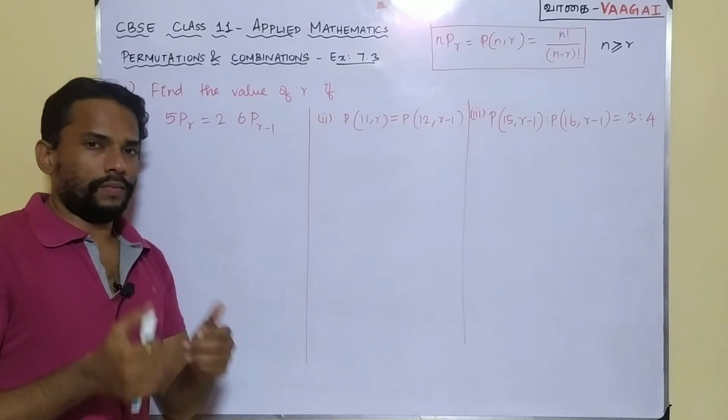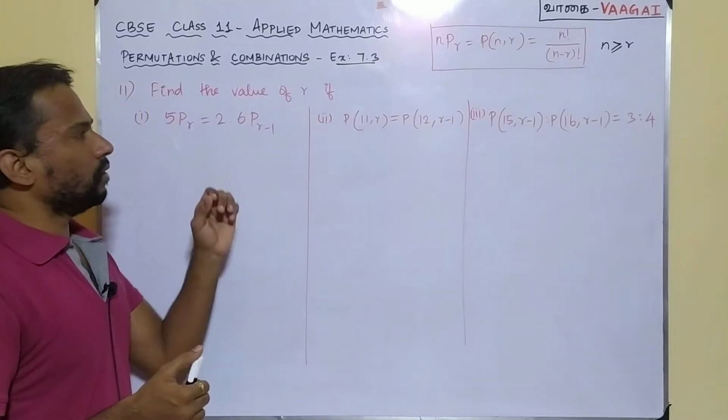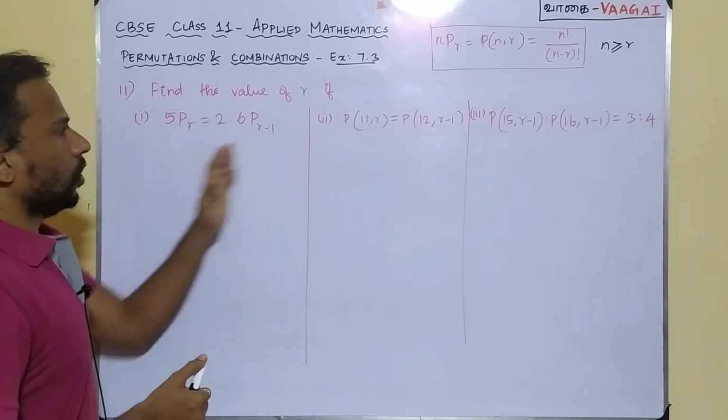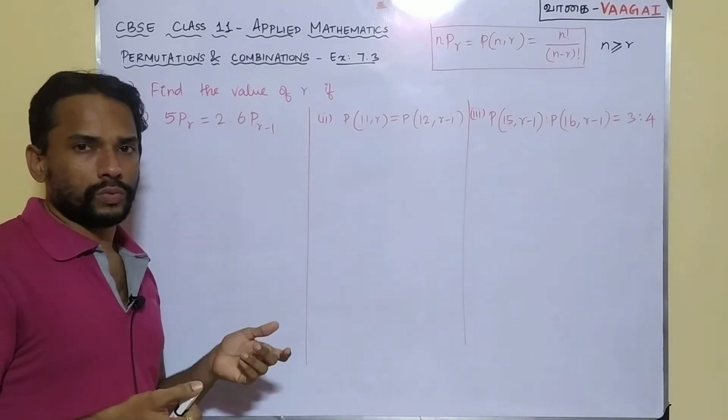Next we have question number 11 with us. Here we need to find the value of R if we have got three subdivisions. Let's try to solve these questions one by one.